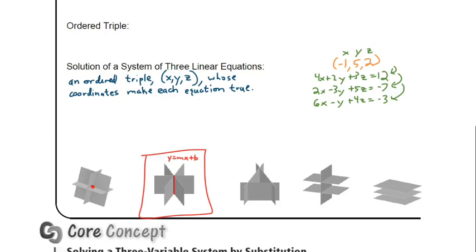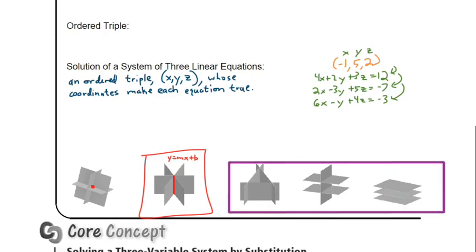The other three, these ones over here, have no solutions. It is possible that planes do not have solutions. The easiest one to think of is this one on the right, where all three are parallel planes, so they never touch each other. This one in the middle has two parallel planes, and the third could be like this or like this. No matter what, it can cross both of them, but since two of them are parallel, those will never touch, so that's no solution.